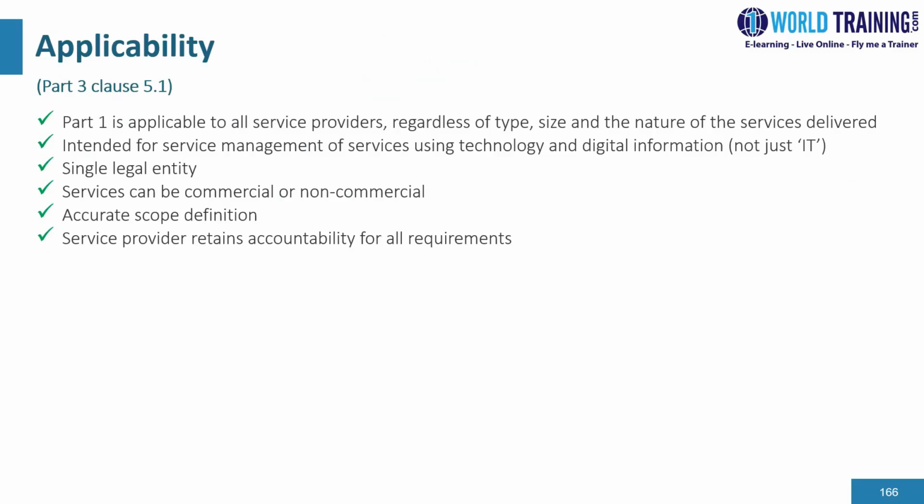Applicability. So part one is applicable to all service providers, regardless of type, size, or the nature of services delivered. We have covered this. It is sector agnostic, but there's a clarifier. Part one is intended for service management of services using technology and processes. So while service agnostic in the broad sense, the standard is most directly applicable where technology and processes are involved in service delivery. So what does this mean practically?